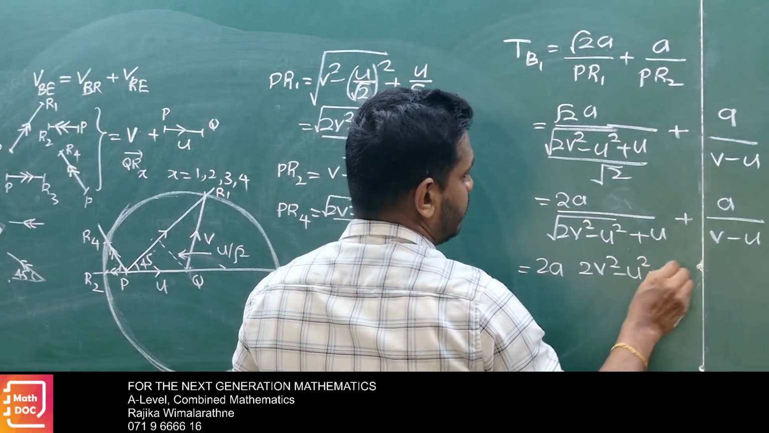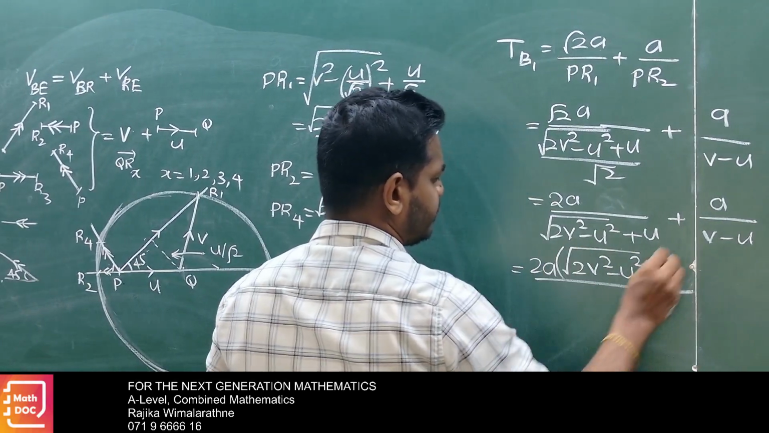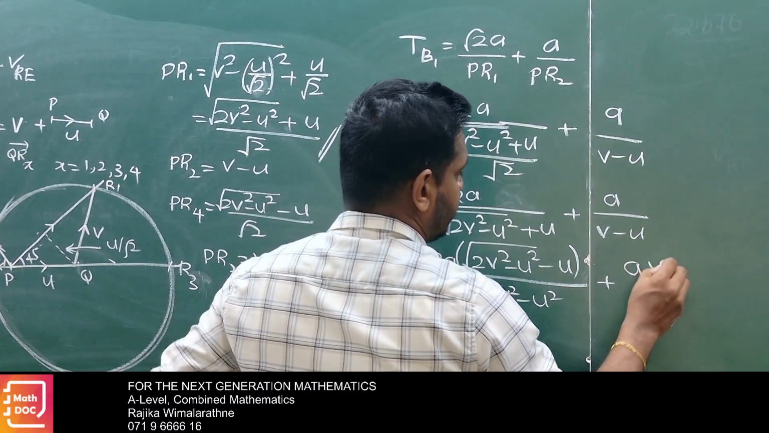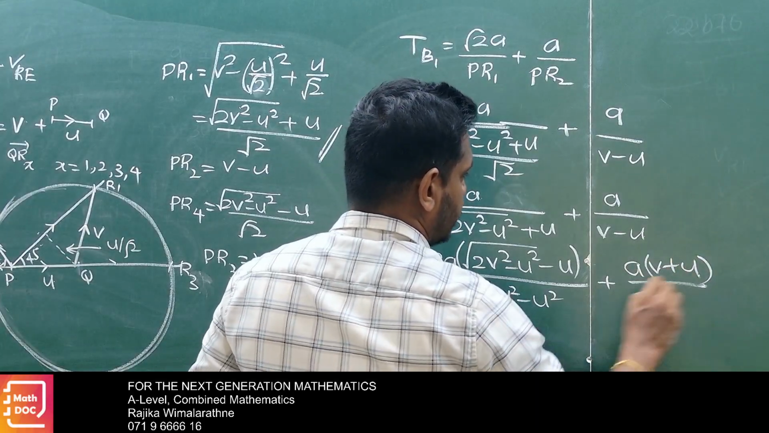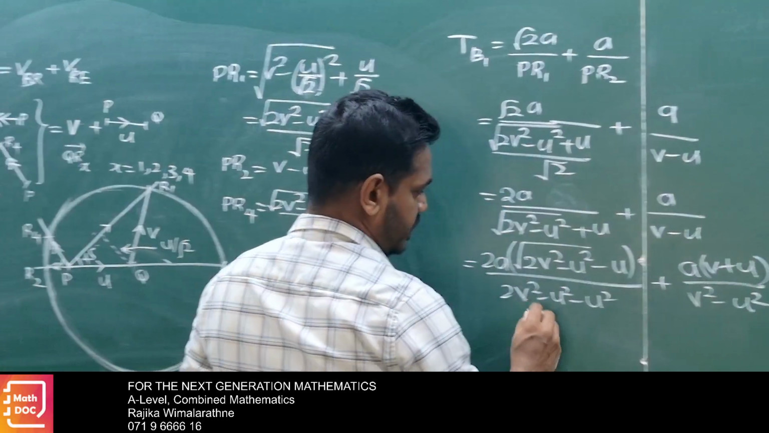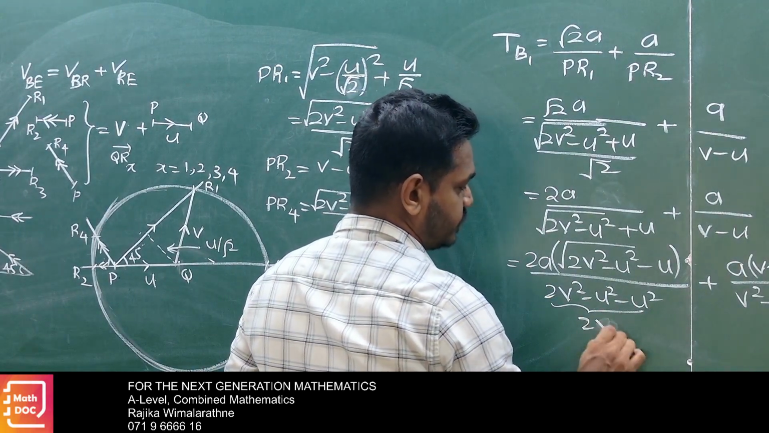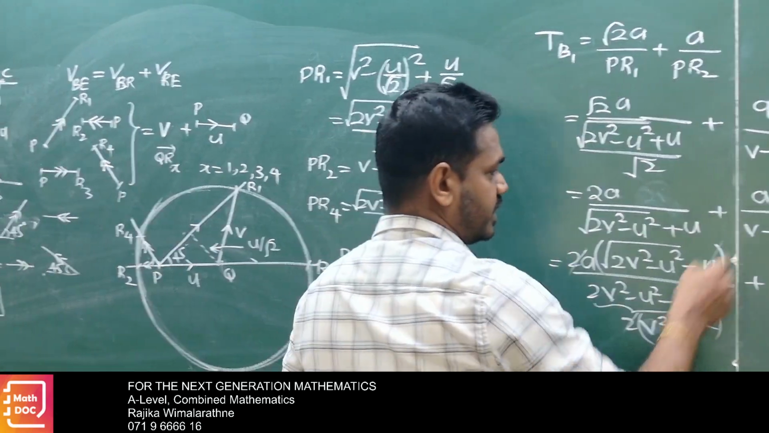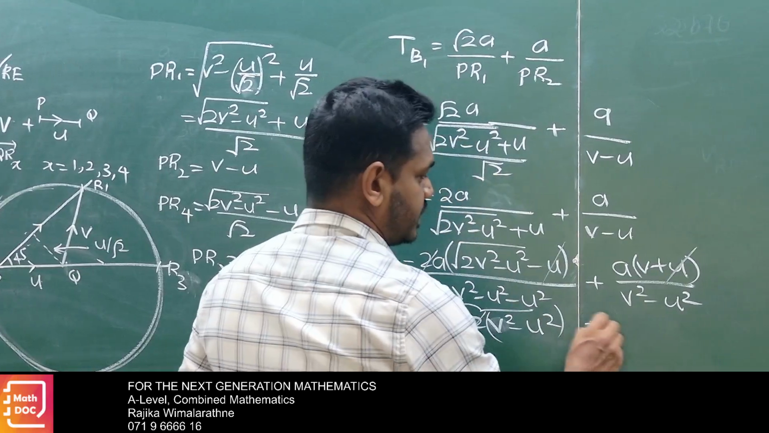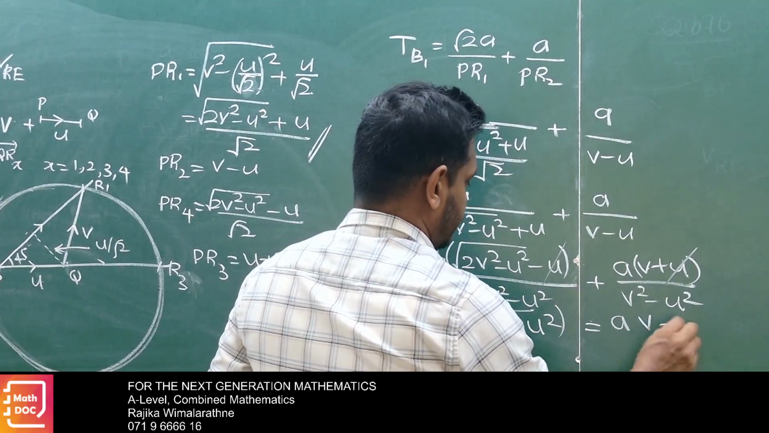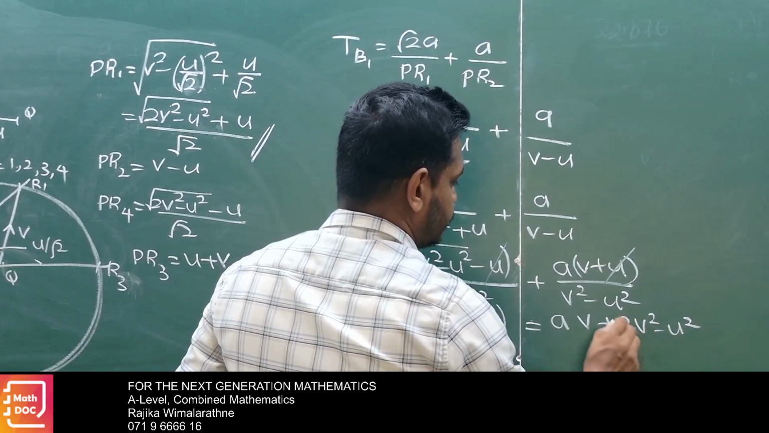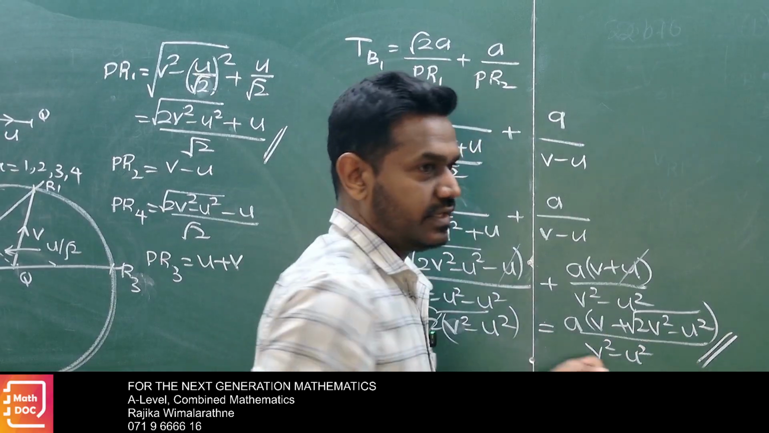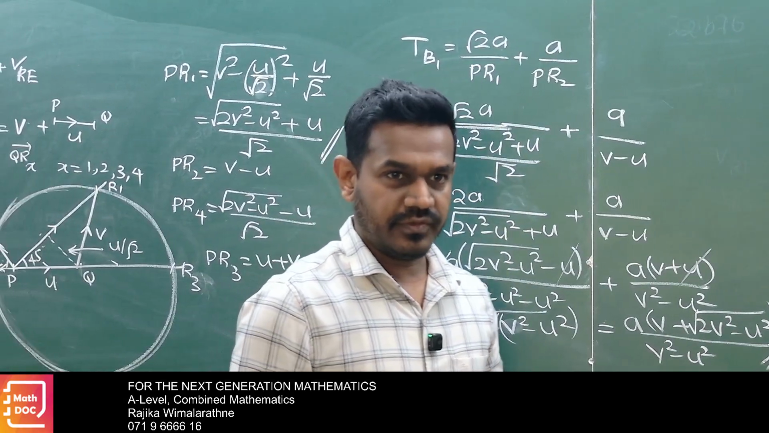The numerator has 2V squared minus U squared, minus U squared. Put V plus U here, then V squared minus U squared. Here this will be 2V squared minus U squared. Then cancel 2, take the common denominator, cancel U. The final result is A times V plus the square root of 2V squared minus U squared, divided by V squared minus U squared. This is the time for the B1 boat.